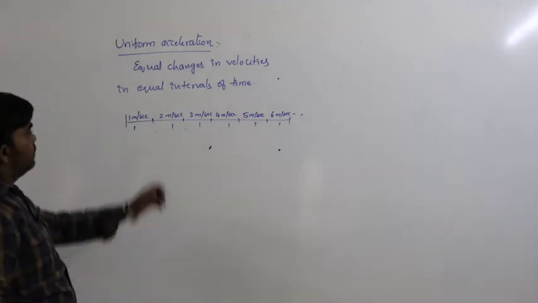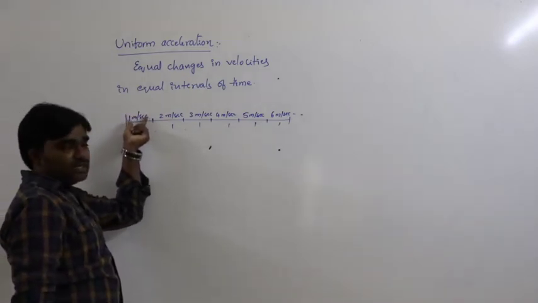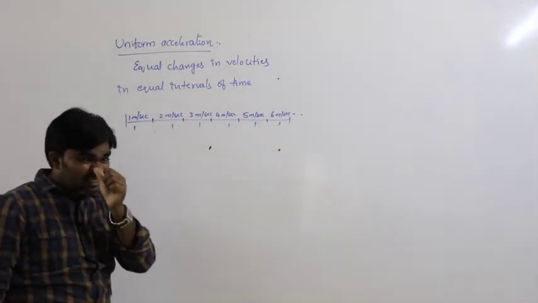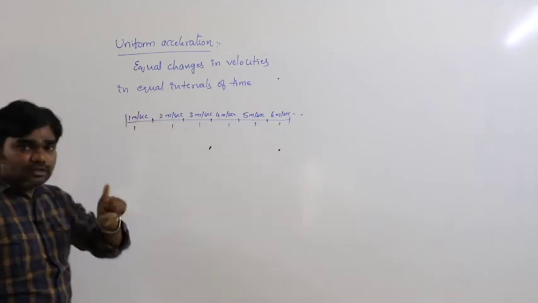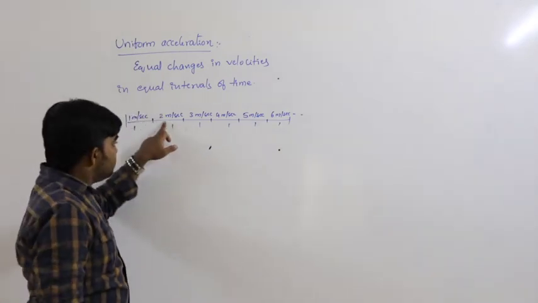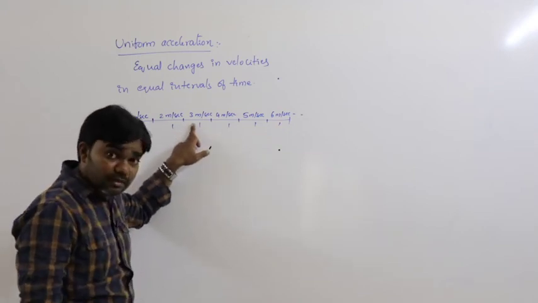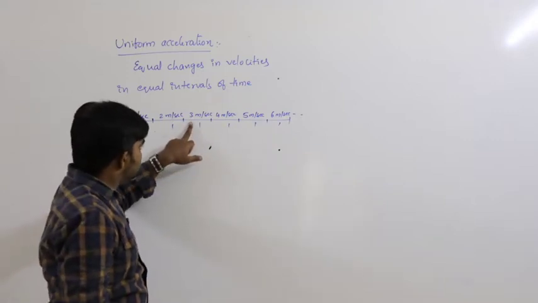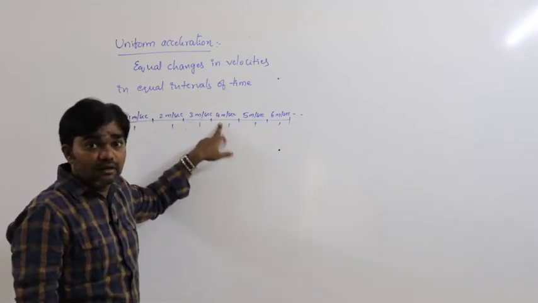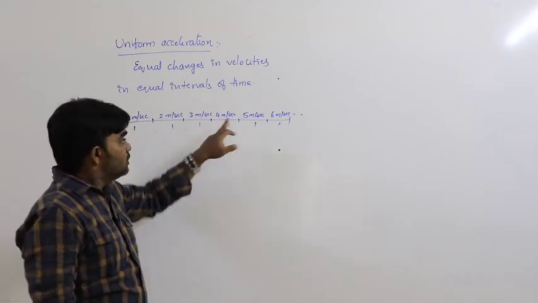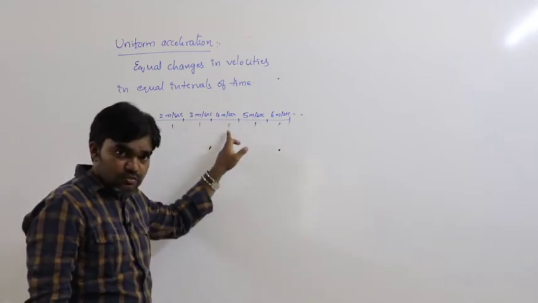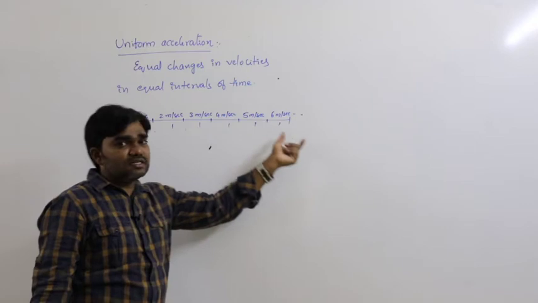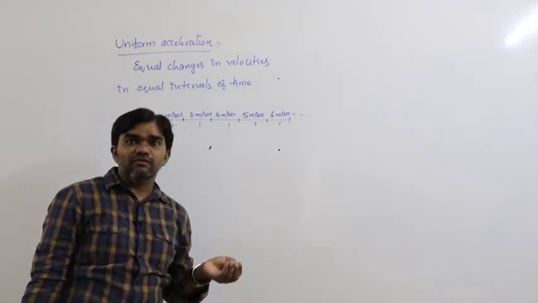Time intervals. In the first second its velocity is 1 meter per second. In the next second its velocity is 2. What is the change here? 2 minus 1, how much? 1 meter per second. Next it is 3 meters per second. What is the change? 1 meter per second. Next it is 4 meters per second. What is the change? 1. So 4 and 5, the change is 1. 5 and 6, the change is 1. So equal changes in velocities in equal intervals of time.